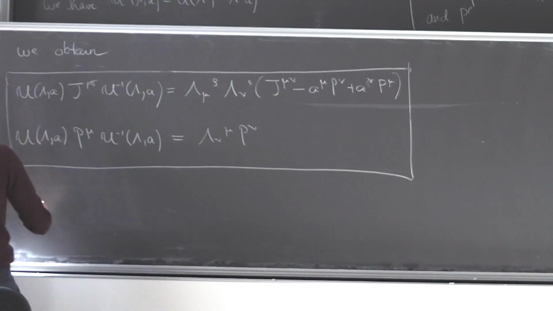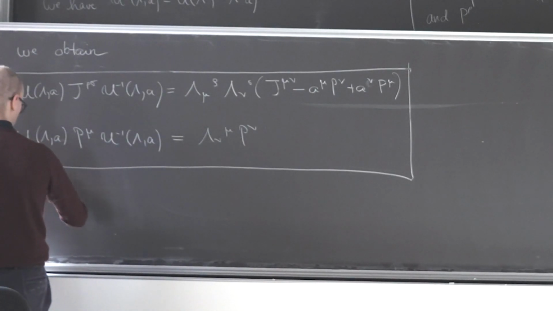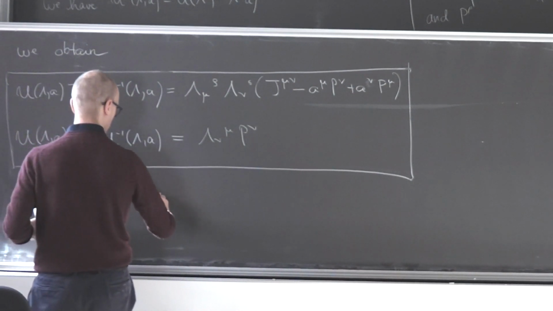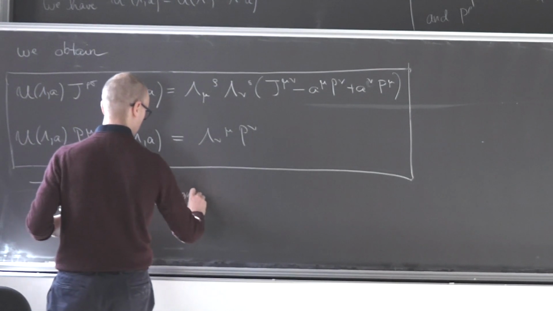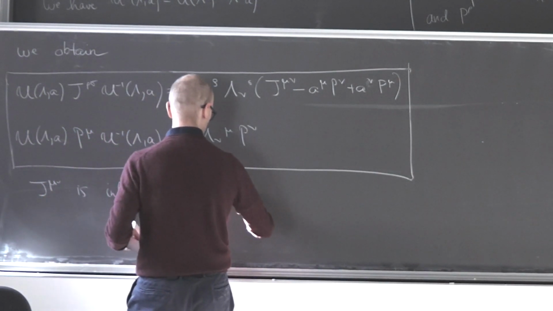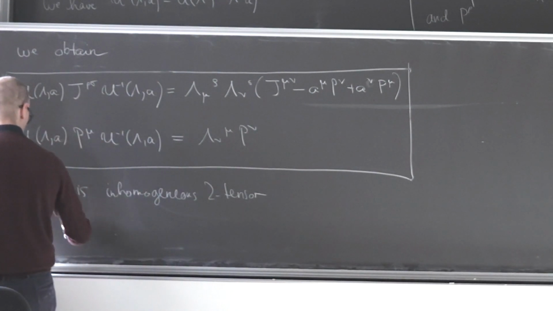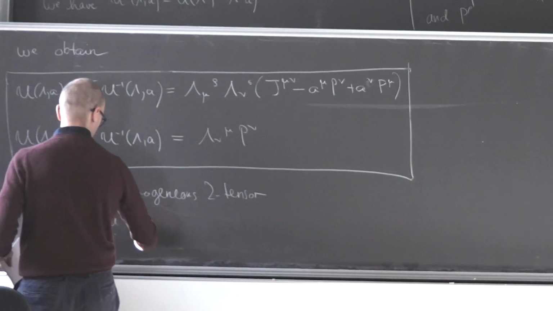So okay, J mu nu is something like an inhomogeneous two-tensor, and P mu is a vector.